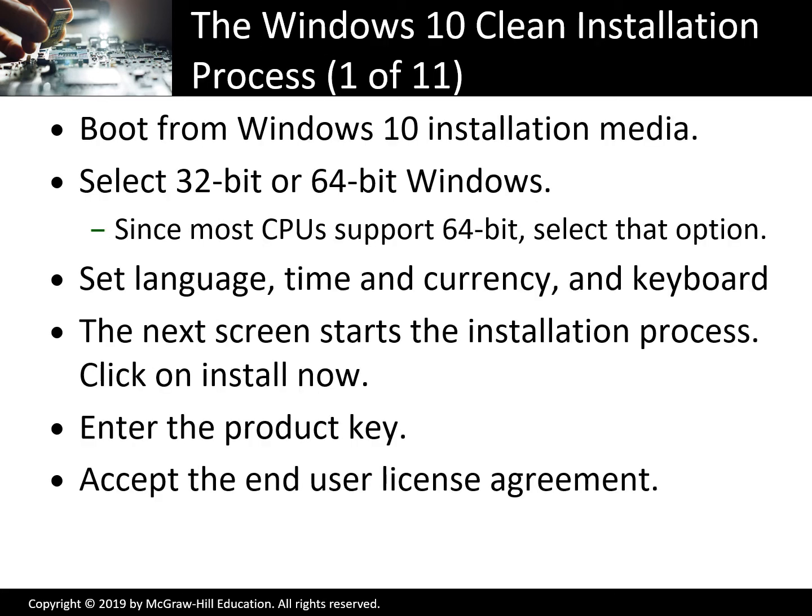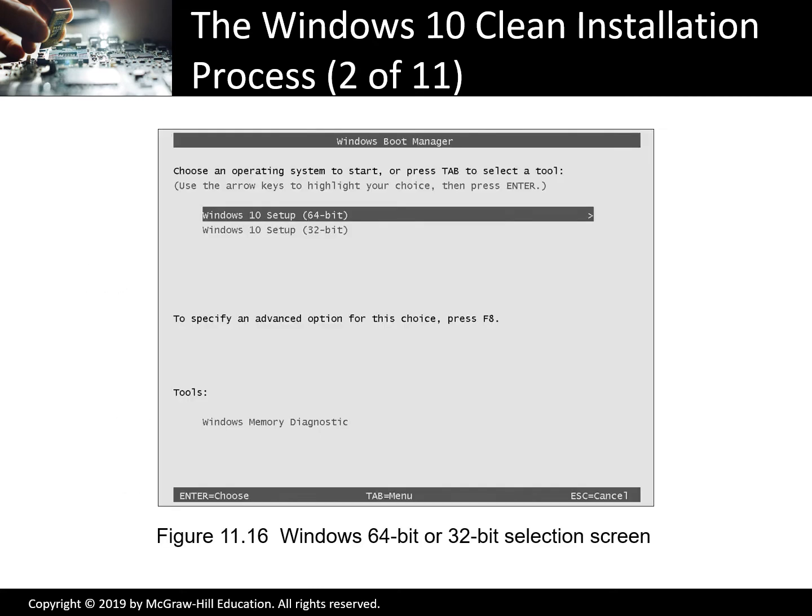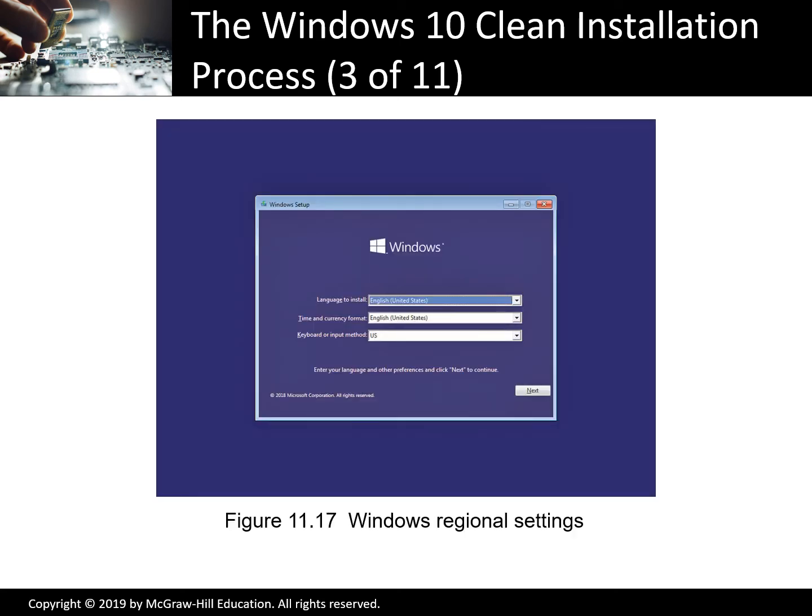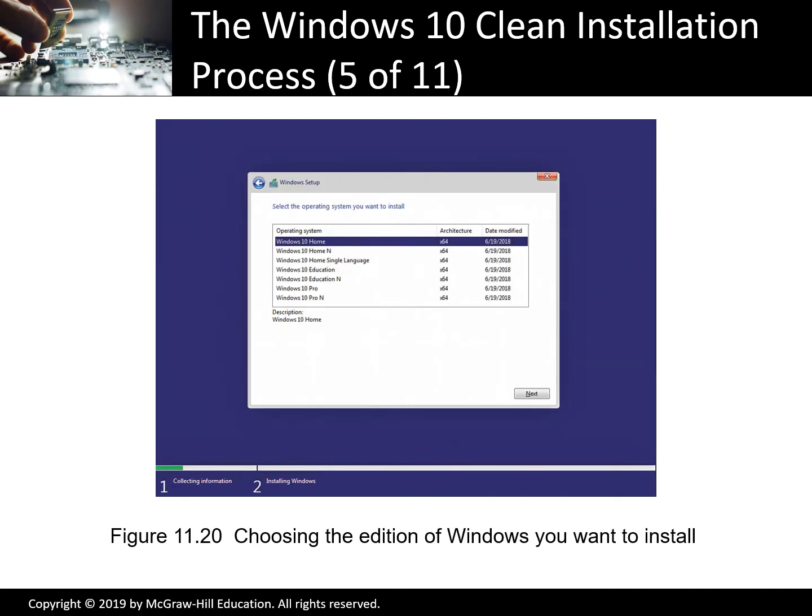Okay, when we're installing, you have a couple of options here. 32 or 64-bit Windows. Today's processors are 64-bit, so go with that option. 32-bit is yesterday's stuff. Set the language, time, keyboard. Also, make sure that you have the product key available and the end user agreement. You get a lot of trouble without those. There we go. You want your 32-bit installation. Okay. They'll record the settings. Okay. Install.